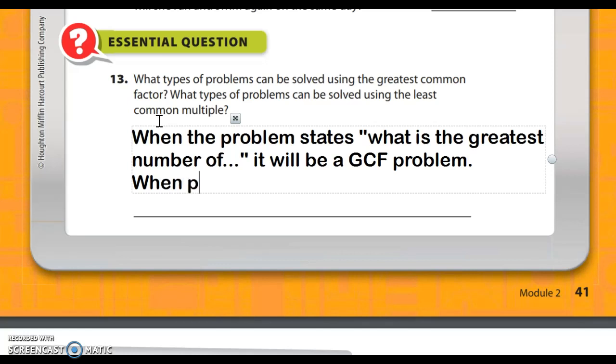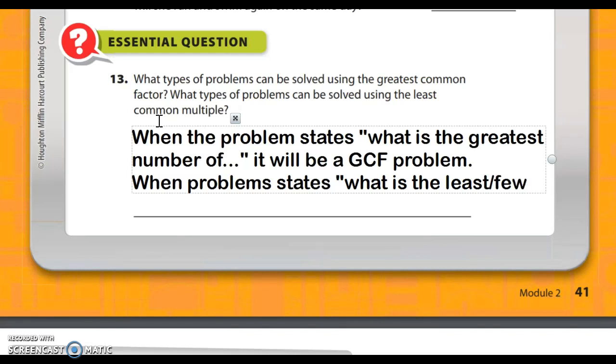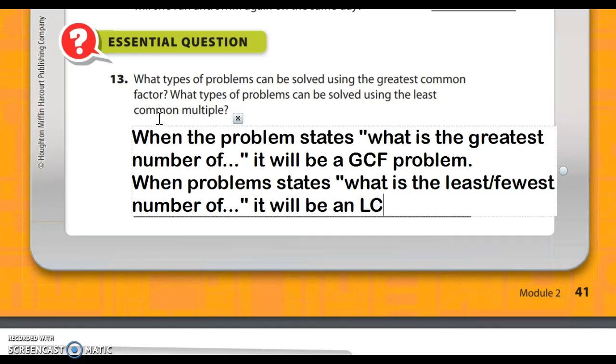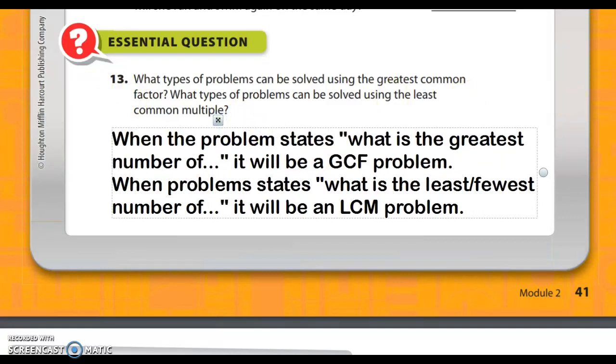When the problem states what is the least or fewest number of, it will be an LCM problem. That's just the notes I want you to take, because when we get to the assessment in the word problems, that's basically what it will be.